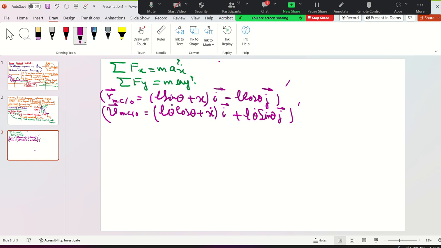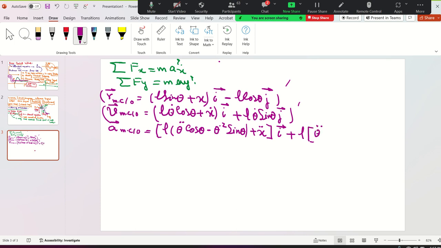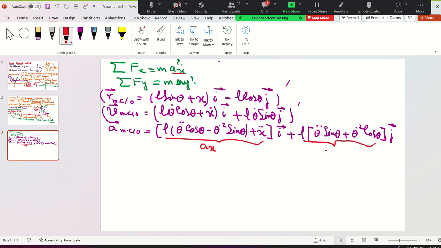Again, take the time derivative of this. The acceleration of the mass center with respect to point O is L times, first term, theta double dot cosine theta, plus, second term, minus theta dot square sine theta, plus x double dot in I, plus L times theta double dot sine theta, plus again theta dot square cosine theta in J. Obviously, this is AX, acceleration X. Here we go, this is AY.